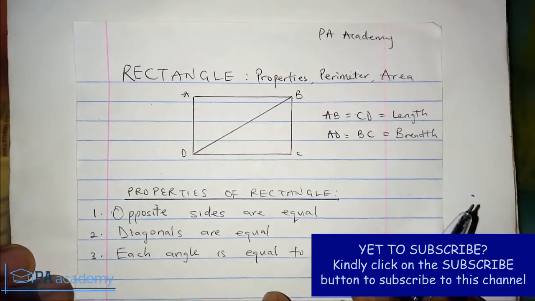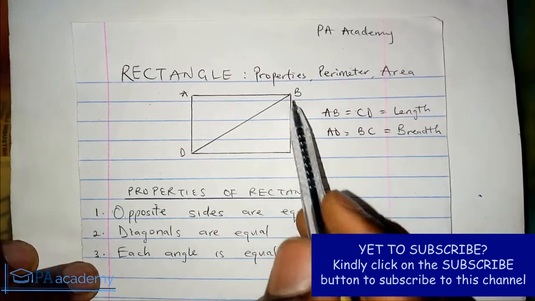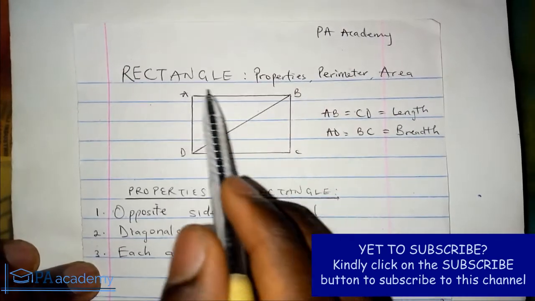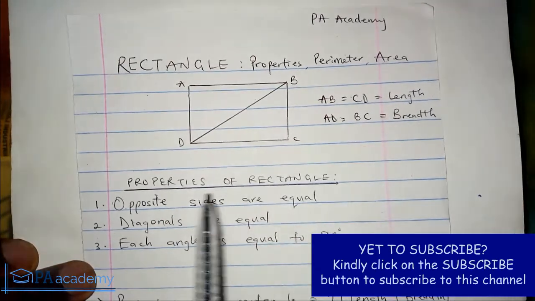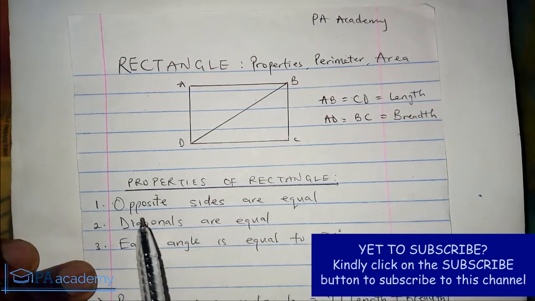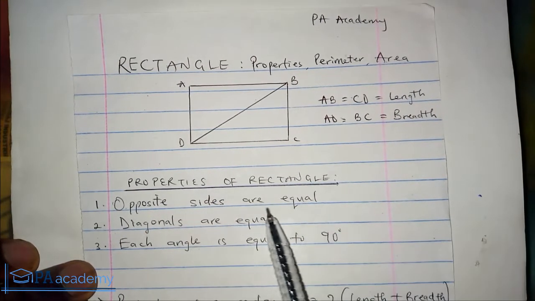So now when we talk about a rectangle, this is how a rectangle looks like. It's a four-sided shape. And right here we have the properties of a rectangle. The first one says opposite sides are equal.